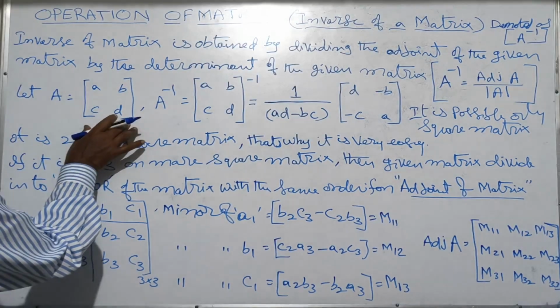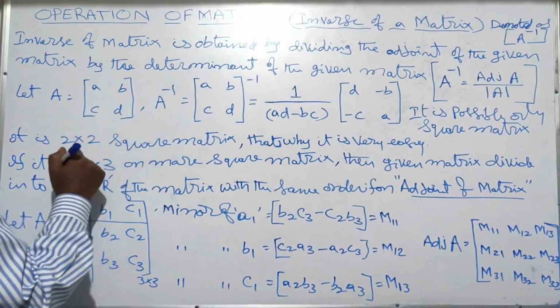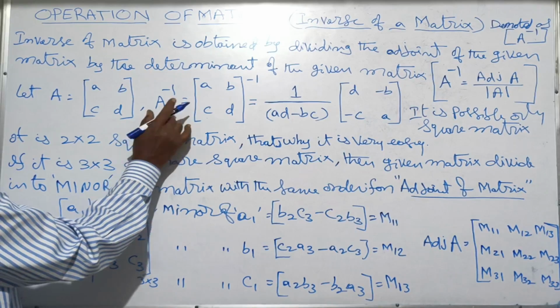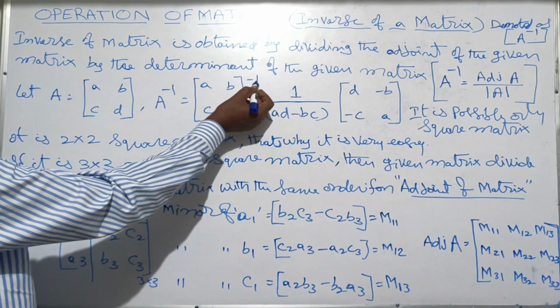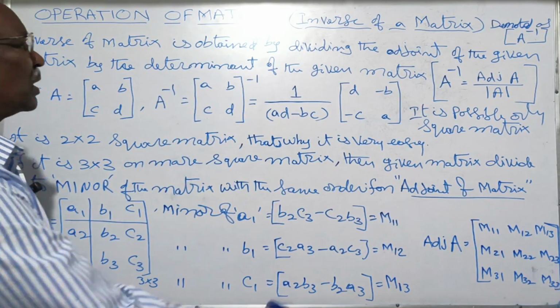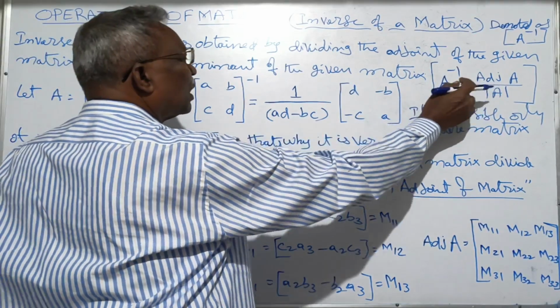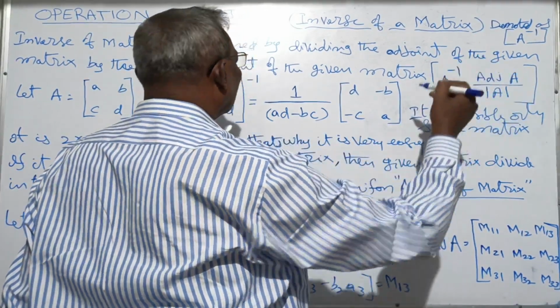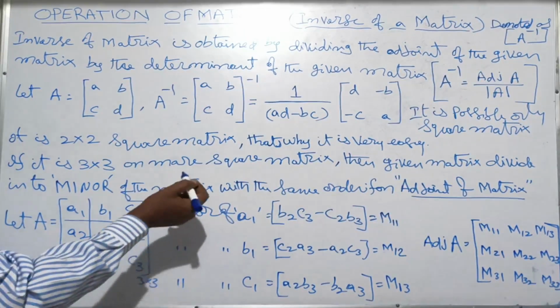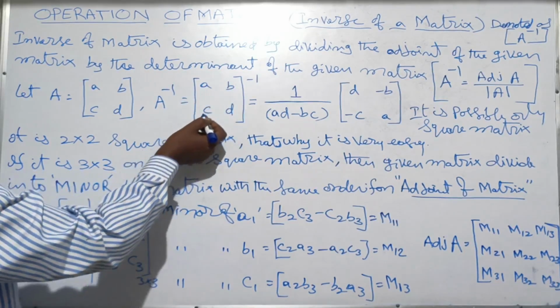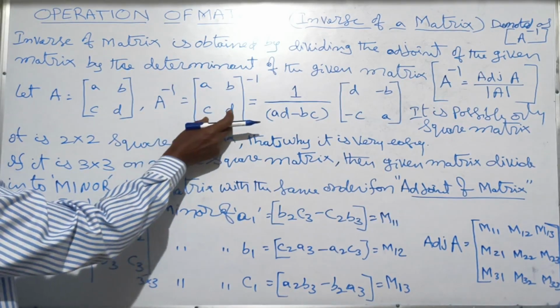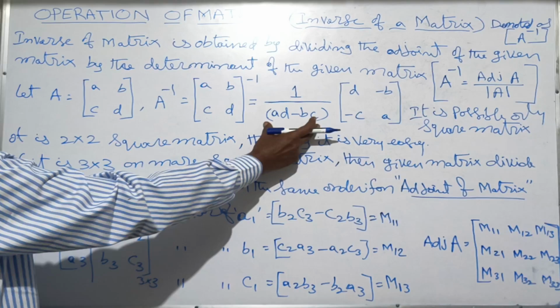Let A is equal to the matrix with entries A, B, C, D. Then A inverse is equal to the inverse of that matrix. As per this A inverse formula, adjoint A by determinant of A. Determinant of A means AD minus BC. Cross multiplication. This is the determinant of A.